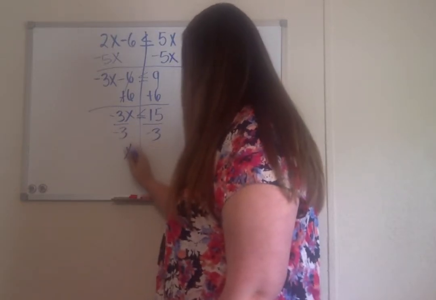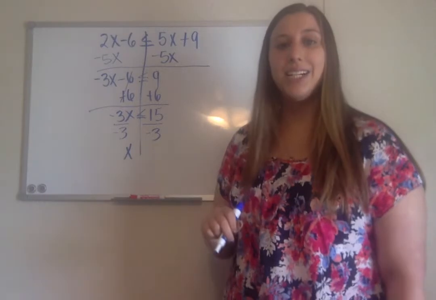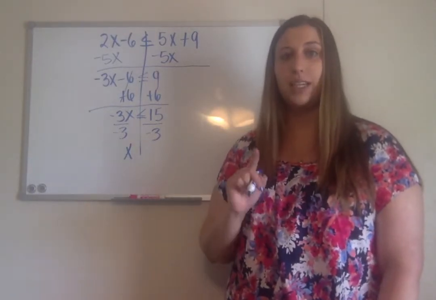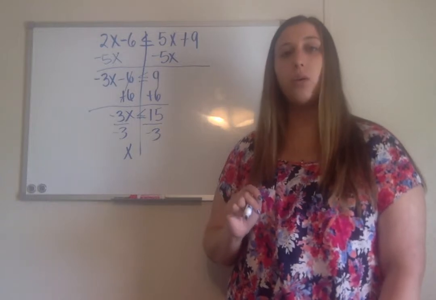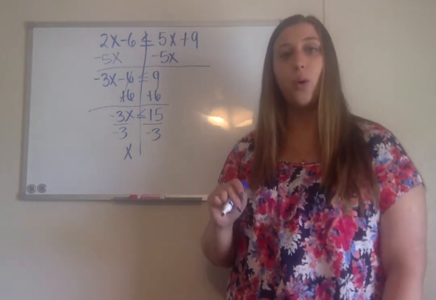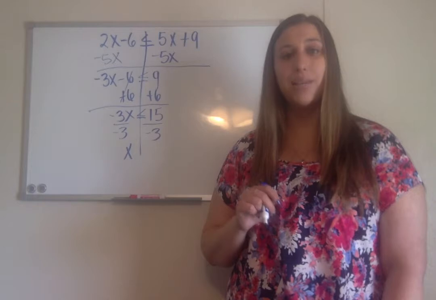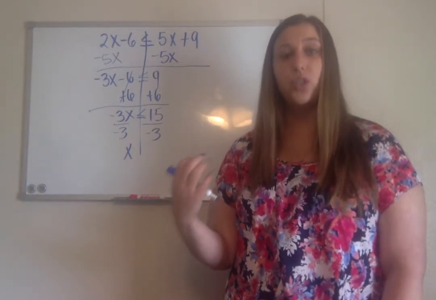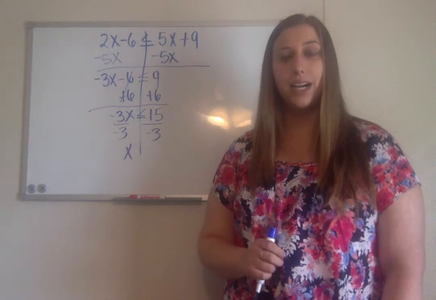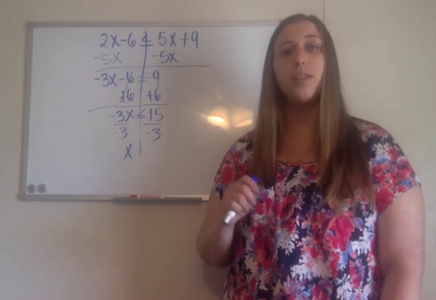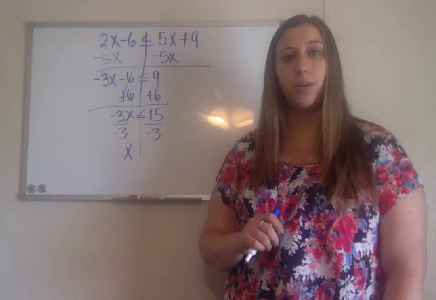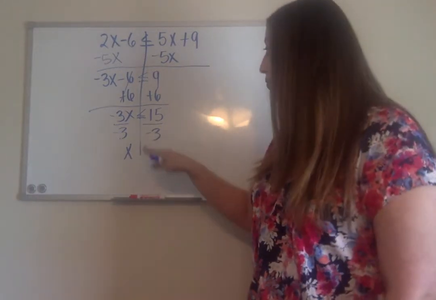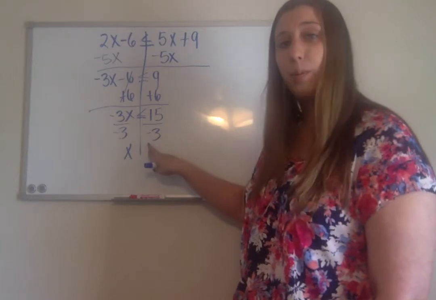So now x is by itself, but here is the one and only difference between equations and inequalities. In inequalities, when you multiply or divide by a negative number, the inequality sign flips. So anytime you multiply or divide by a negative number, you flip your inequality sign. And notice, we just divided by a negative number.